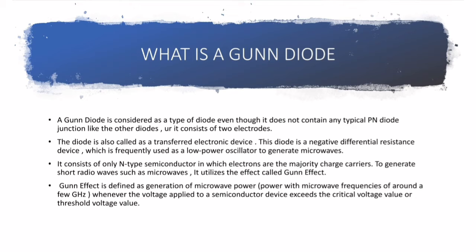It consists of only n-type semiconductor in which electrons are the majority charge carriers. To generate short radio waves such as microwaves, it utilizes the effect called the Gunn effect. Gunn effect is defined as the generation of microwave power, that is power with microwave frequencies of around a few gigahertz, whenever the voltage applied to a semiconductor device exceeds the critical voltage value or threshold voltage value.